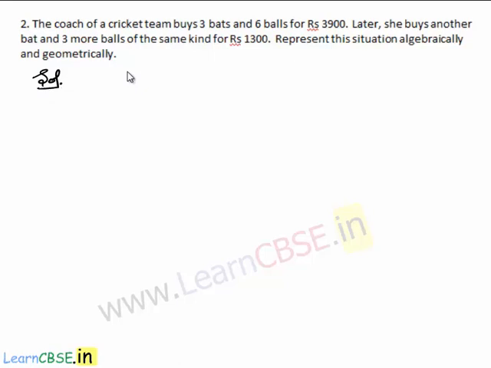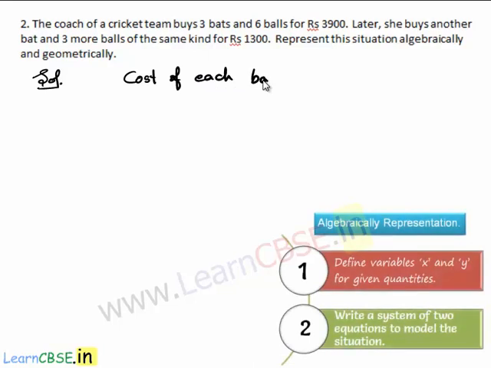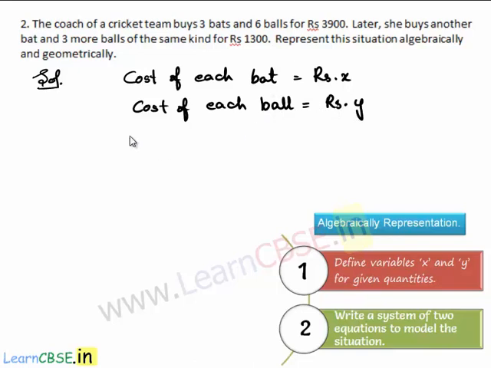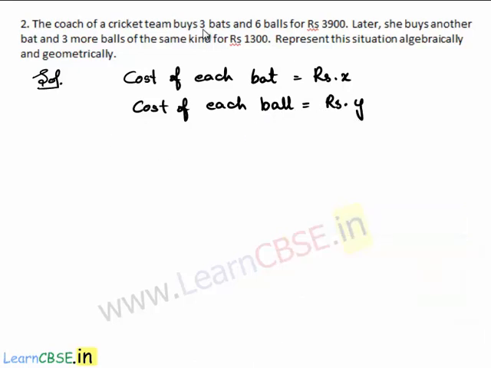So let us assume that the cost of each bat is equal to X rupees and the cost of each ball is equal to Y rupees. Now, according to the given condition, the cost of 3 bats and 6 balls is 3,900 rupees. So, the cost of 3 bats can be written as 3 multiplied by X and the cost of 6 balls can be written as 6 multiplied by Y. The total cost is 3,900 rupees.